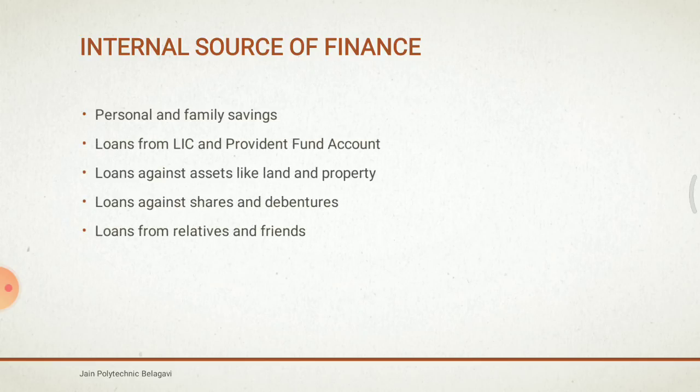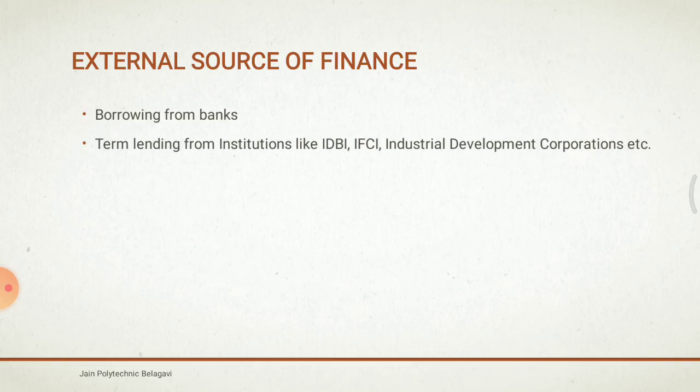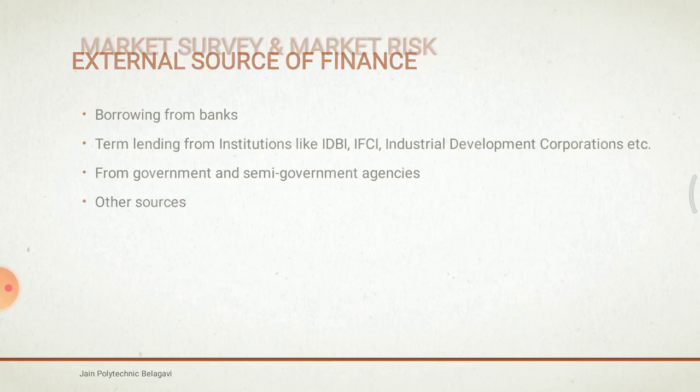Next one, external sources of finance. First one, borrowing from the bank. For external sources, a substantial amount is required by the enterprise to buy machinery and equipment and to purchase land and a building. These finances are generally arranged from the following sources: borrowing from the banks, term lending from institutions like IDBI, IFCI, Industrial Development Corporations, the central government or state government, semi-government agencies, and other sources. So these are the finances.